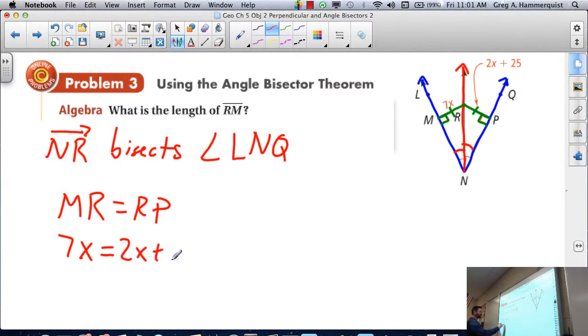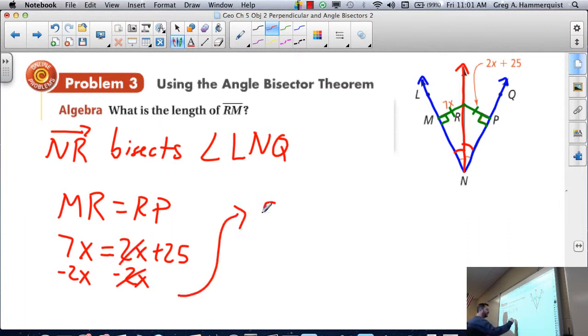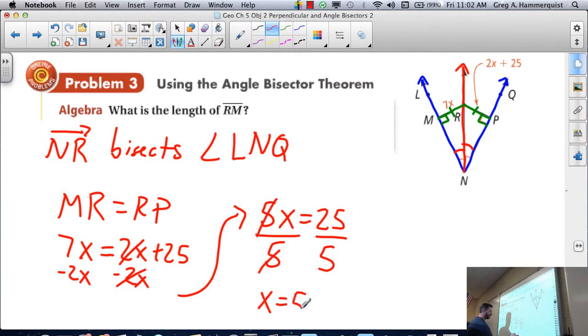So all we want to do first is just solve this equation for x. We'll start out by subtracting our 2x. We can cancel these. We're going to move this work over here a little bit. 7x minus 2x gives us 5x equals 25. Divide both sides by 5, and we find that x is 5. All right, so we've got x. But again, we're not asked to find x. We want to find the length of segment RM.